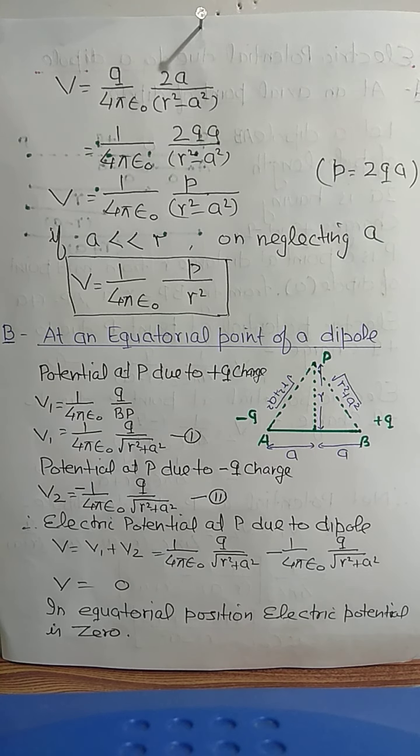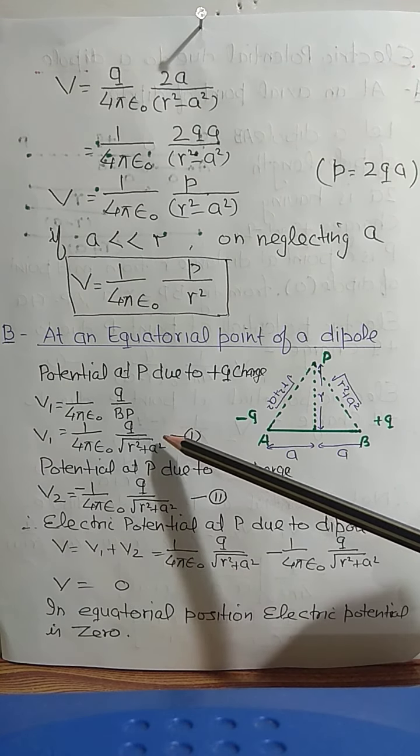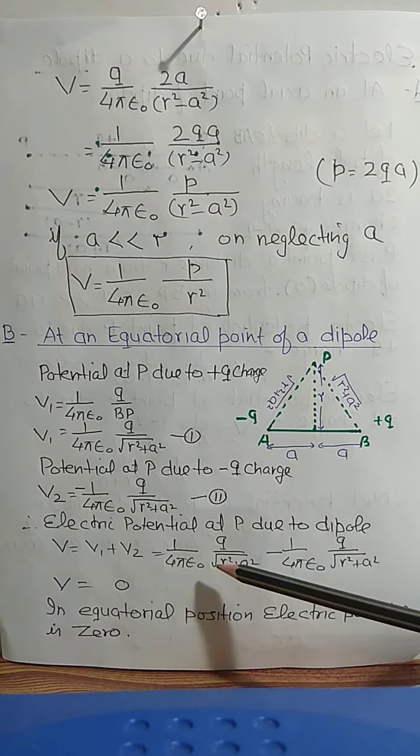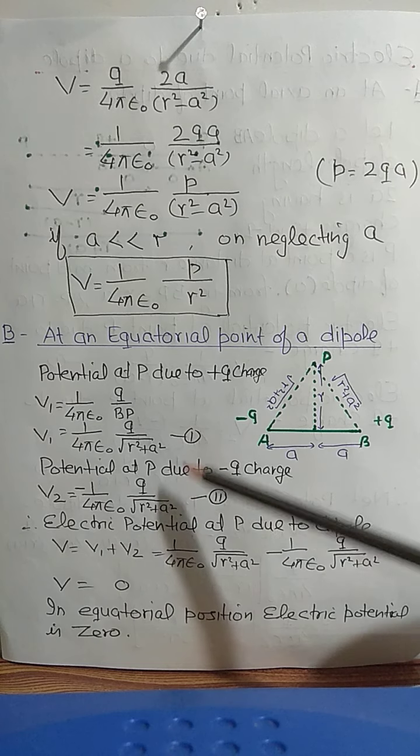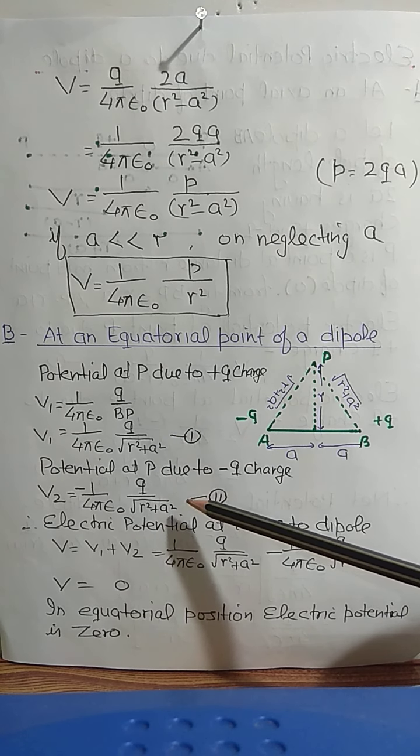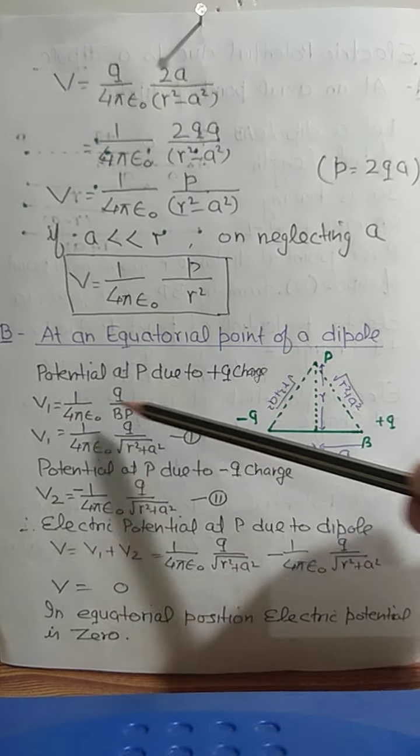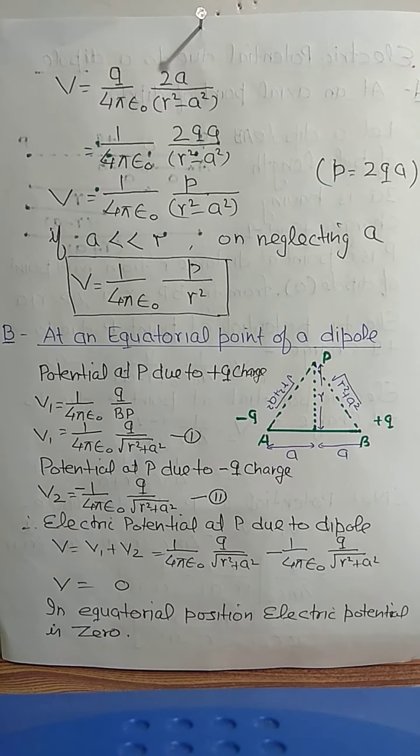So now, what is the total potential at point P due to this complete dipole? This will be the sum of potential due to plus Q charge and minus Q charge. Any doubt? No? So V is equal to V1 plus V2. V1 is from equation number 1 and V2 from equation number 2. It is clear from equation 1 and 2 that the magnitude of V1 and V2 both are same, and therefore on putting it here we will get V is equal to 0.